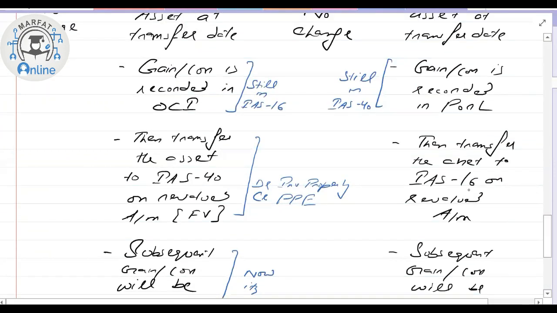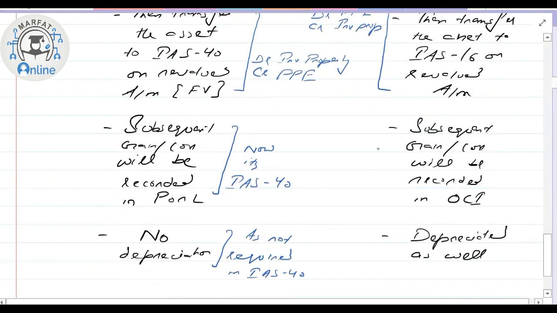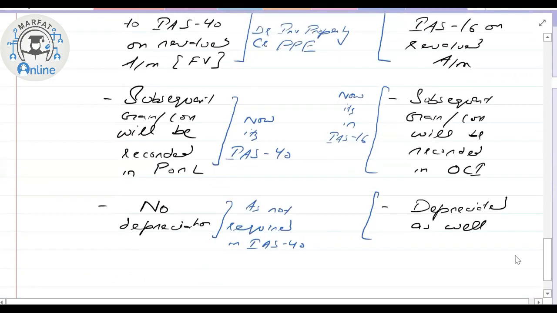Then transfer the asset to IAS-16 on revalued amount. So here the entry will be debit PPE, credit investment property. Any subsequent gain or loss will be recorded in other comprehensive income because now it's in IAS-16. Depreciated as well because IAS-16 allows the depreciation.